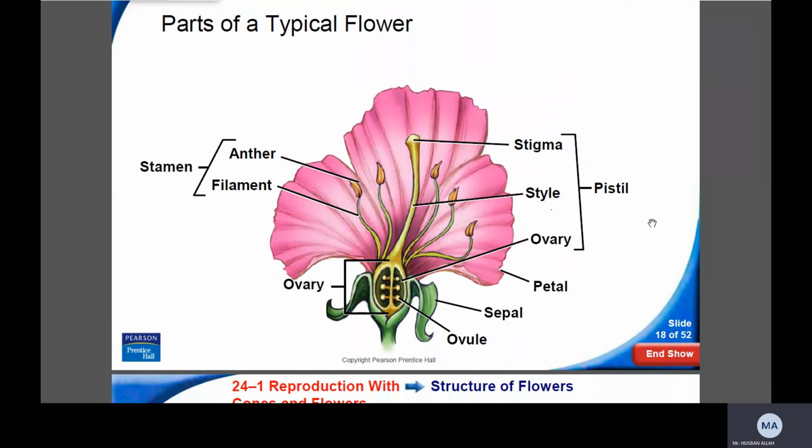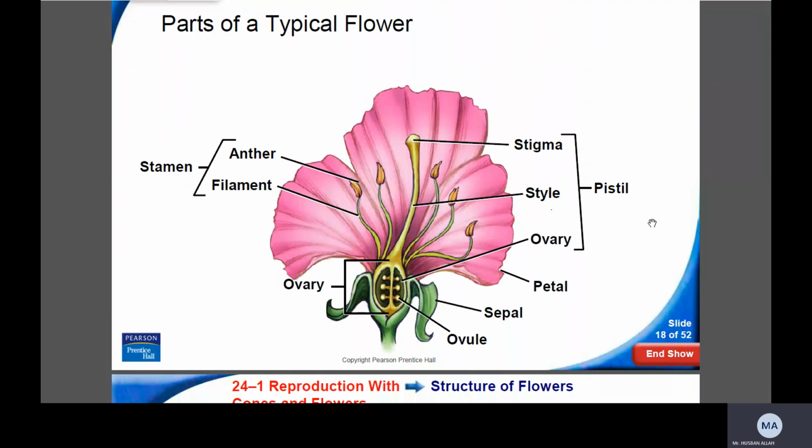Anther and filament, right? The female part is divided into three. One, stigma, on which the pollen grain will stick. Second one, style, which is a tube between the stigma and the ovary. And the last part is the ovary.